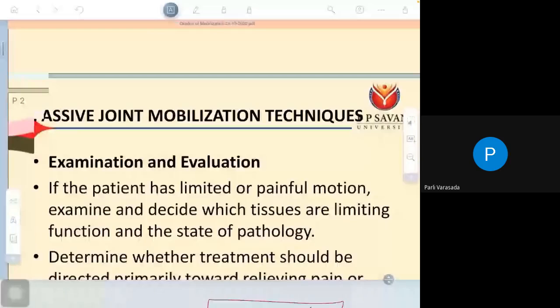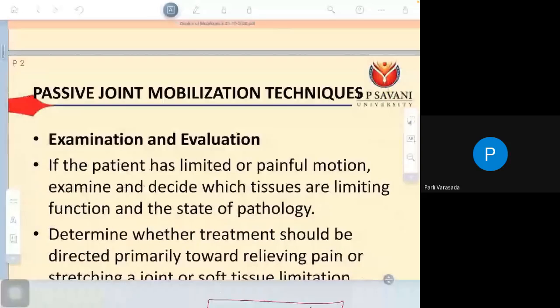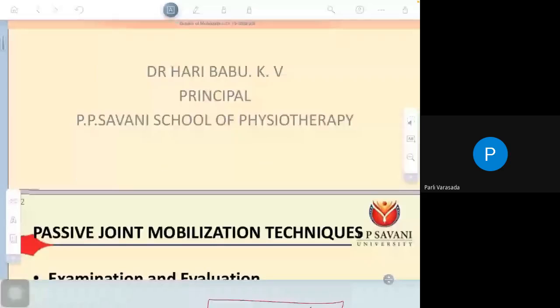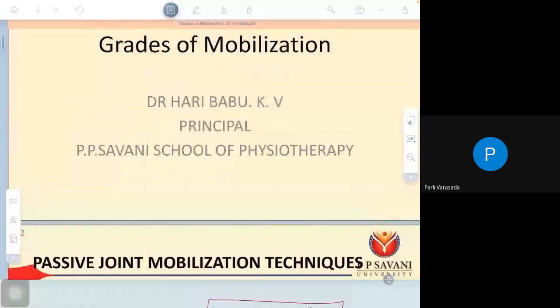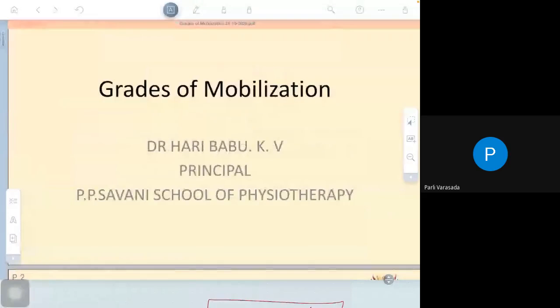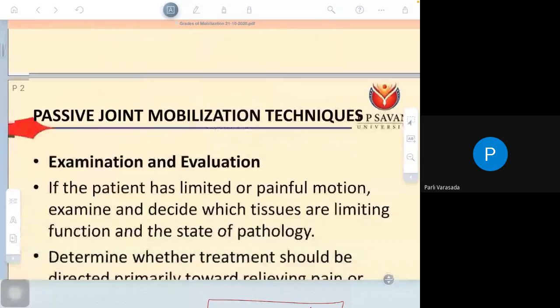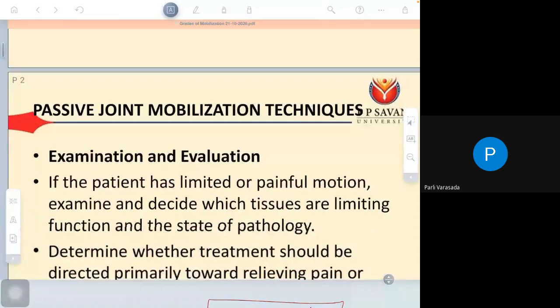The topic is grades of mobilization and types of mobilization. We'll discuss types also. I think this topic is already covered, so a few students requested a revision of this topic.